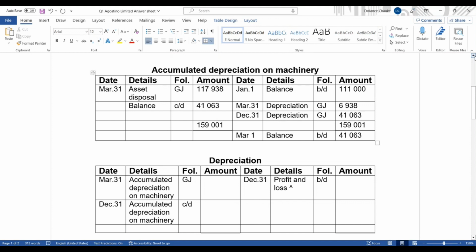Yeah, we can move to the depreciation account. Okay. So now it's going to be easy. Now we are going to take depreciation for the current year, only for the current year, the one that we calculated. From here, we're going to take 6938, yes, we bring it here. We just copy and paste. You see, it's easy.